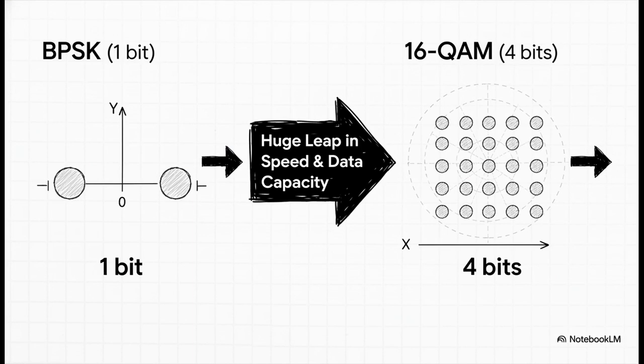Why settle for just 4 points? So far, we've only been changing the angle of the wave. What if we also change its strength, or its amplitude? That's the distance from the center of the graph. By using both, we can create way more complex constellations. Something like 16 QAM uses 16 different points. That means you're sending 4 bits of data at once. That is a huge increase in speed.